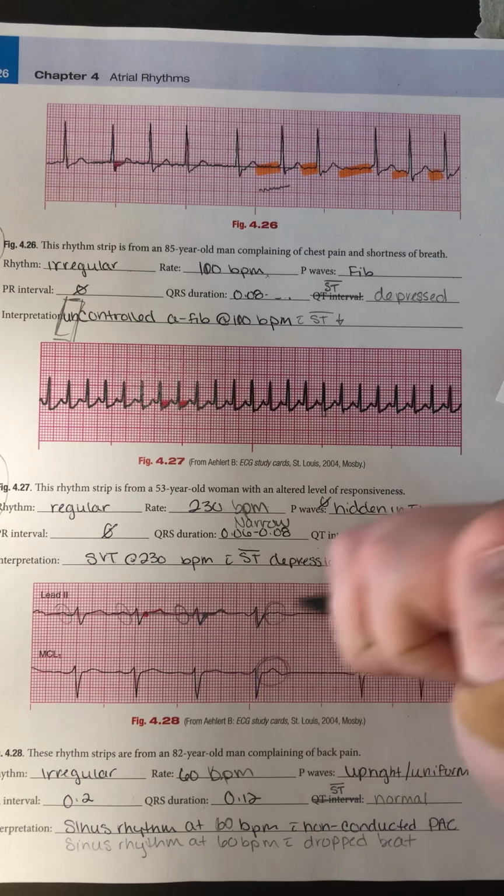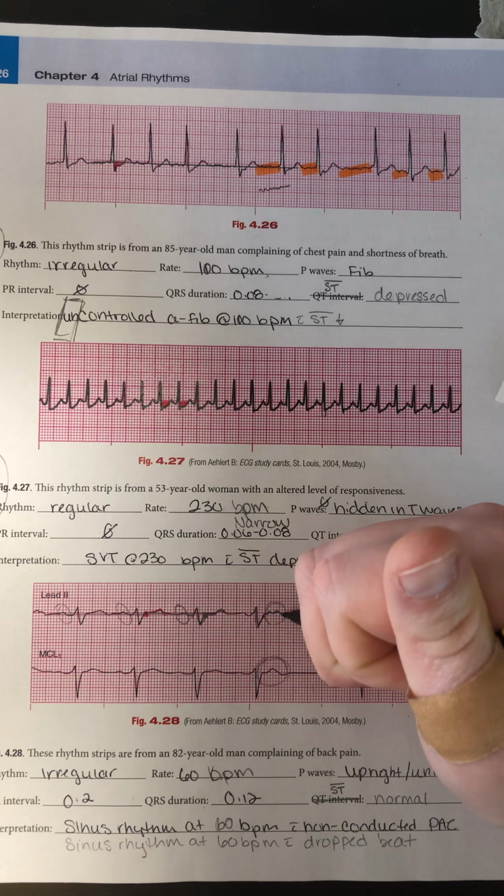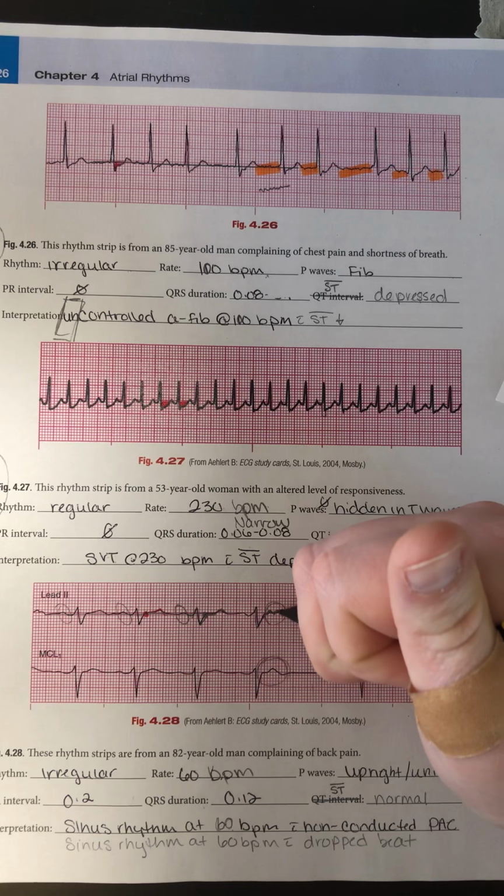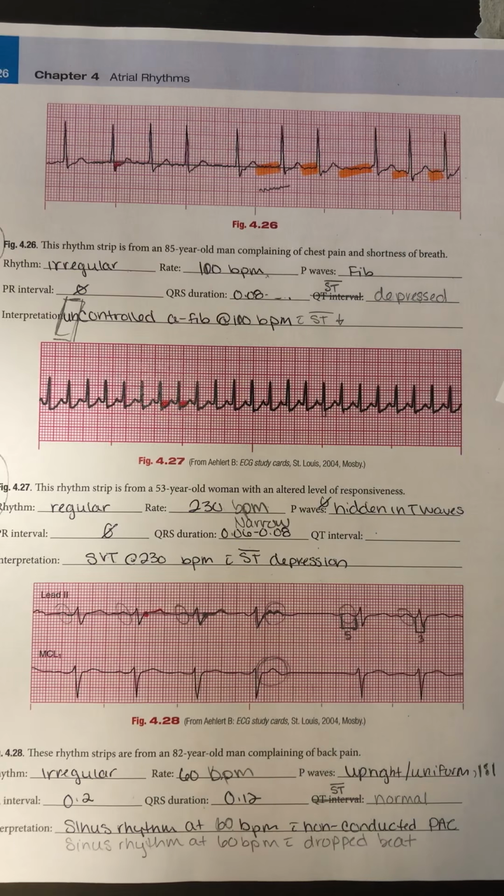So here's my QRS, my T wave, and then you can see that it looks notched here. That is because there is a P wave there, and that is a non-conducted PAC. So we did have the atria fire off prematurely, but that signal did not go over to the ventricles, probably because the ventricles were not finished repolarizing, so they just weren't able to depolarize yet.